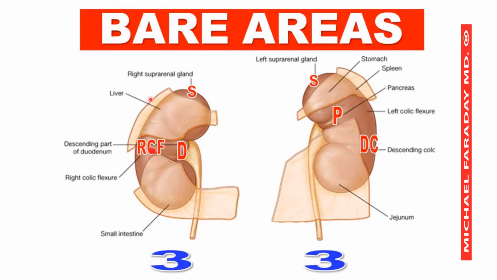When we come to the right kidney, the right suprarenal gland has no peritoneal covering. Then we have the descending part of the duodenum. This part has no peritoneal covering. Then the right colic flexure too has no peritoneal covering.